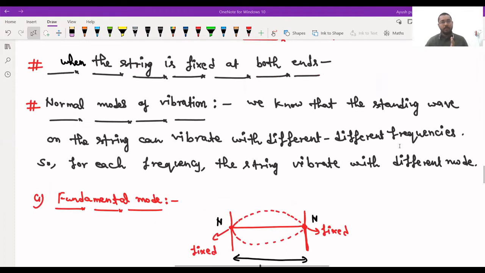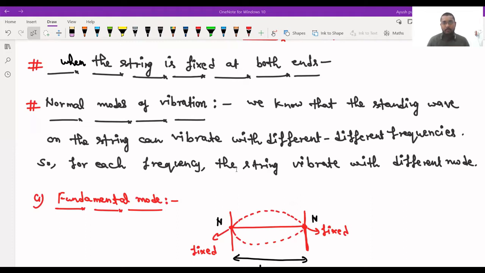That is the fundamental mode. Fundamental mode means the minimum possible frequency with which the string wave can vibrate, or the string wave can be formed on the string. This is the frequency that we call, and if the string wave is vibrating with this frequency, we call this mode the fundamental mode. I think you should be clear.